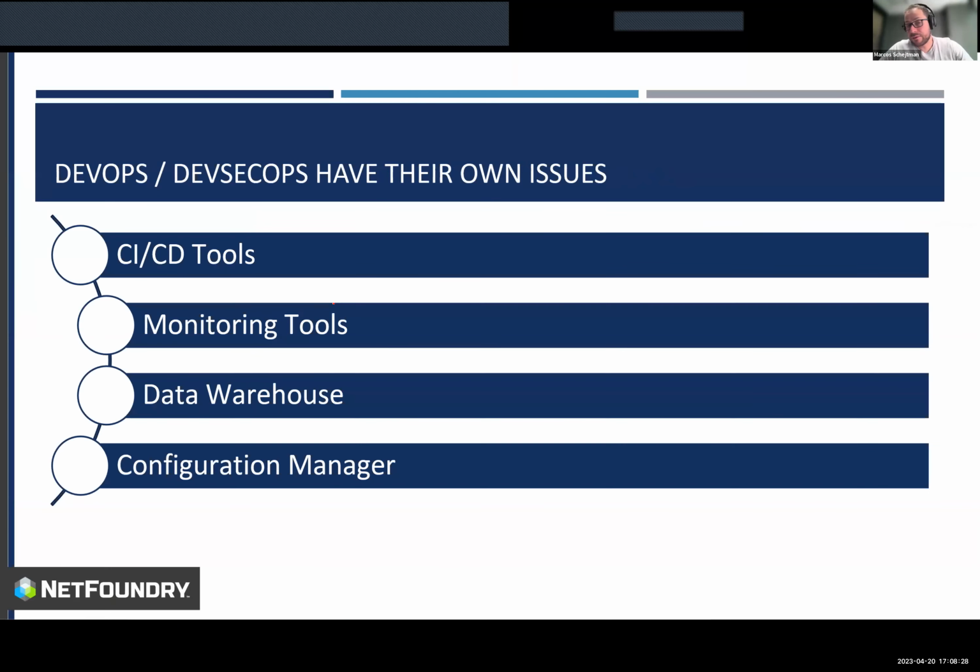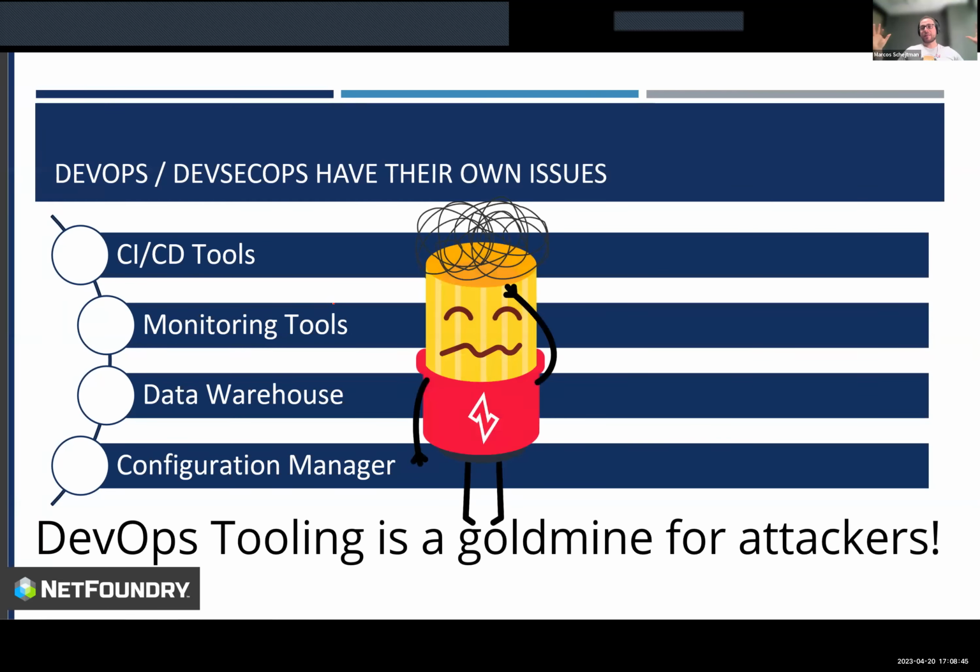And the way they do it right now, or the new target they are reaching, is the DevOps team, right? Everything related to the CI/CD tools, monitoring, data warehouse, configuration manager, basically everything that DevOps is using. It's a gold mine for the attacker, because the attacker can just start embedding their own bad code on top of it to be able to spread ransomware, right?